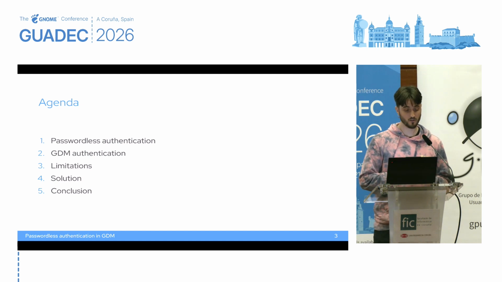The agenda of this talk: we will begin explaining what is passwordless authentication, then how GDM does authentication, the current limitations that GDM has, the solution that we've tried to implement to reduce the limitations, and we'll finalize with a conclusion.